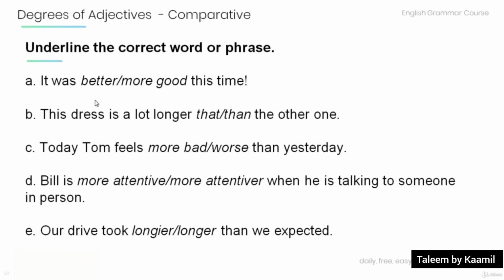And now, it's time for you to practice on your own. Read the following sentences and underline the correct word or phrase. A. It was better, more good this time. B. This dress is a lot longer than the other one. C. Today, Tom feels more bad, worse than yesterday.